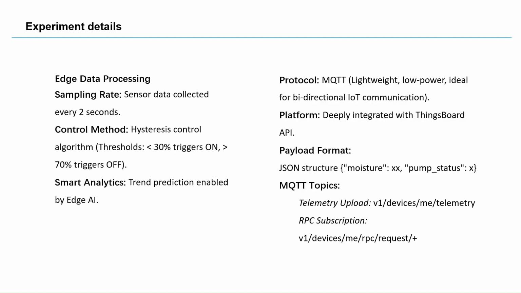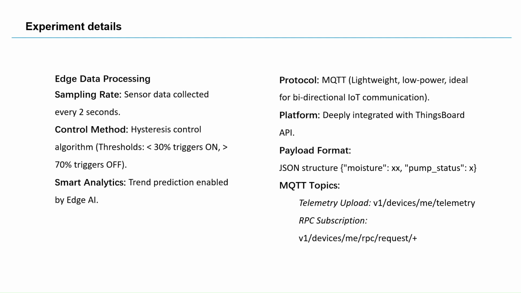field installation. On the software side, the data processing is quite comprehensive. The sensor is sampled every 2 seconds, providing near real-time monitoring. The core control logic uses a hysteresis control algorithm. If moisture falls below 30%, the pump turns on. If it rises above 70%, the pump turns off. The gap between the 30 and the 70% is a hysteresis band that prevents the pump from oscillating on and off at boundary conditions.